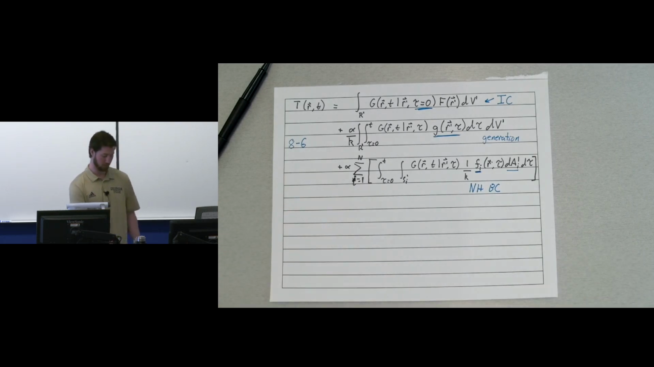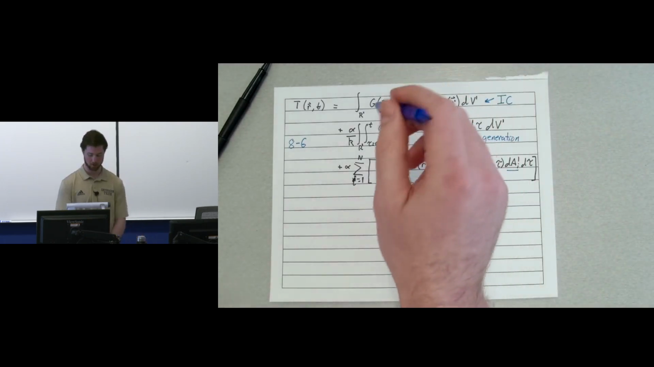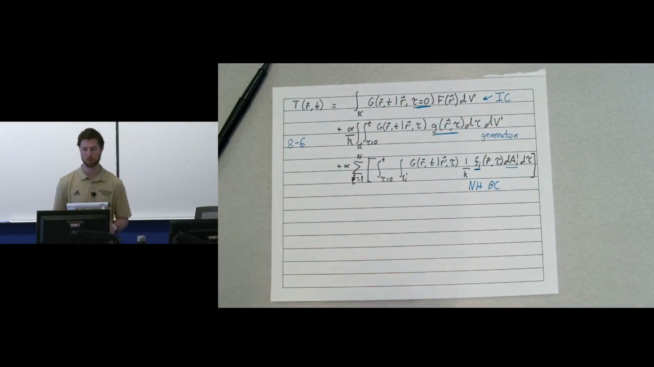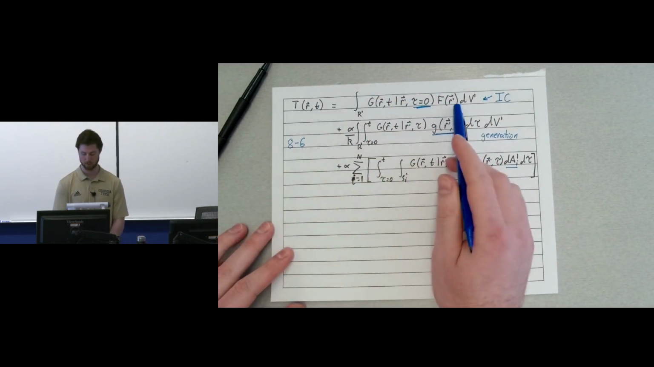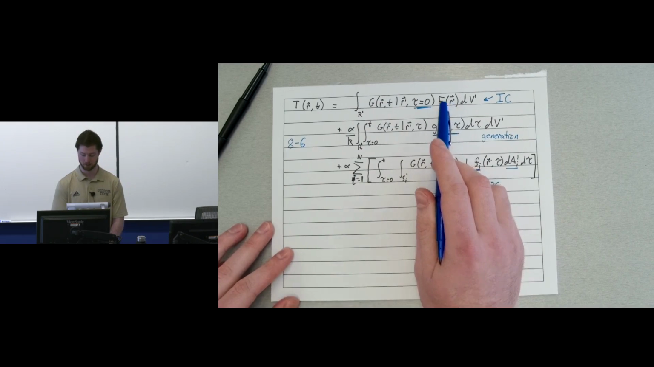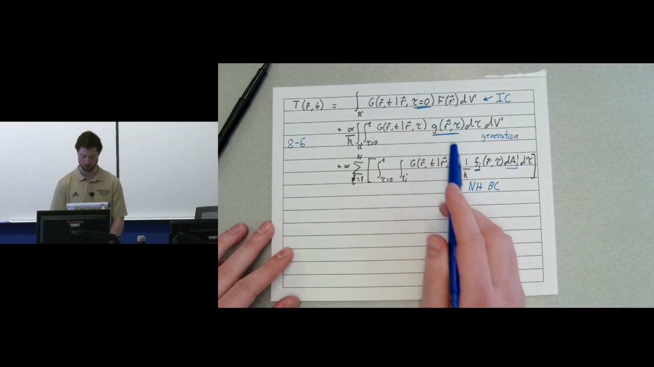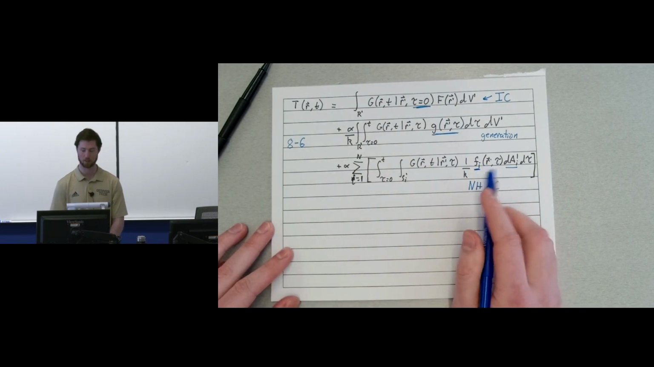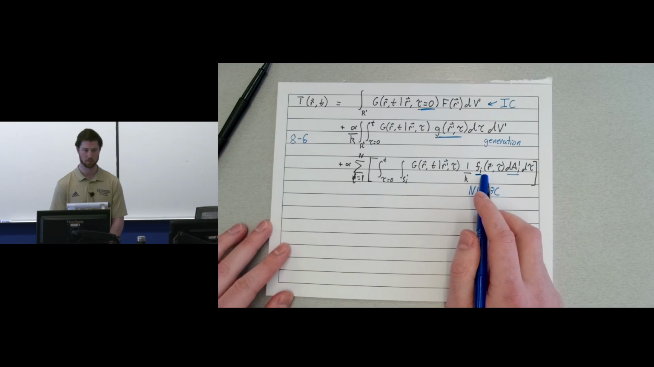Right. And so once we have this Green's function, g, then all we have to do is plug and play, right? We can just put in this integral, we can add our initial condition, we can add what our generation function is, and we can add our non-homogeneous boundary conditions here.